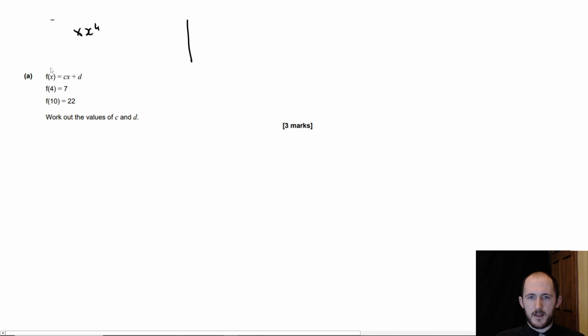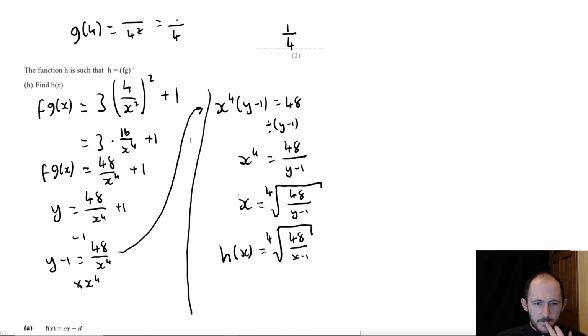Okay. This one is a bit cheeky. It's actually just a simultaneous equation in disguise, right? Yes. So the first thing I did was find fg of x, because if you look here, I need to find the inverse of fg of x. But I can't find the inverse of a function that I don't know yet, right? So I need to find fg of x first. Then I find the inverse of it.